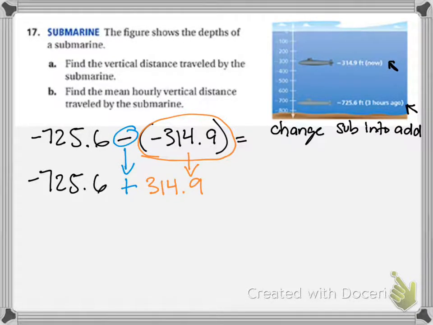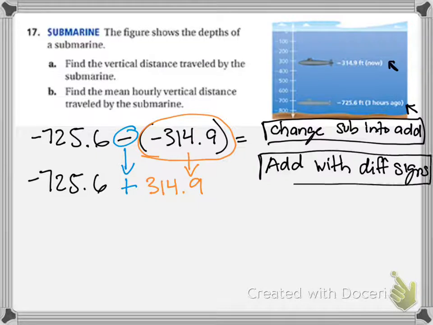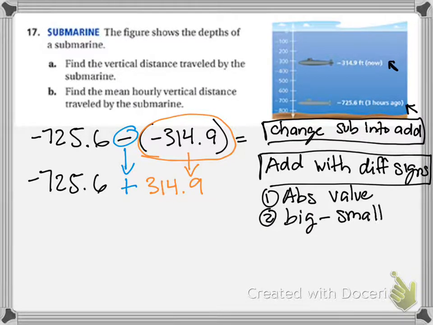So now we are going to follow our steps for adding with different signs because we have a negative number and a positive number. And those steps are finding the absolute value, we do big minus small, and then we use the bigger sign. Okay, so let's do it.